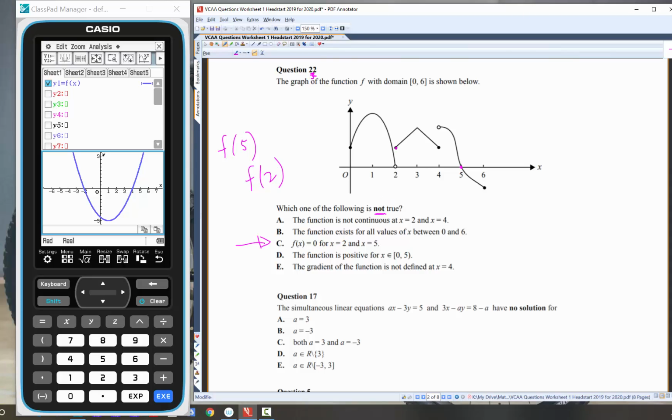Oh yes, good. And what I'm looking for is not true. So obviously this statement will be true, this statement will be true, this statement will be true, and this statement will be true. But f of x is not equal to 0 when x is equal to 2, because when I put x equal to 2 in, this is the value that comes up, whatever this y value is over here. Okay, so this is the one that is not true. All of the other ones must be true.